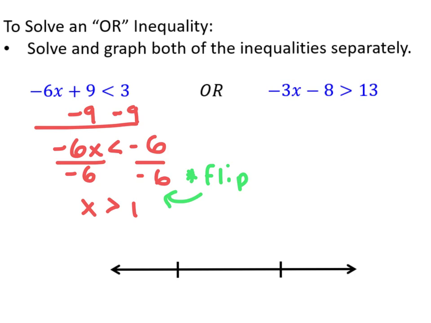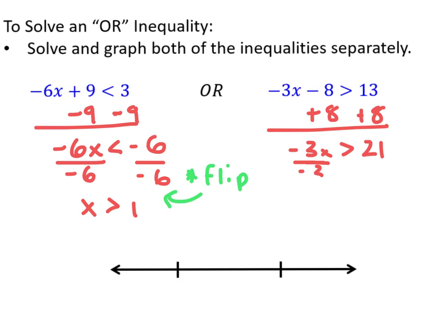Now we're going to solve the other inequality. So to first isolate the variable, I'm going to add 8 to both sides. That'll give me negative 3x is greater than 21. And to finish solving, I divide both sides by negative 3. And that gives me x is less than negative 7. Because again, since I'm dividing by a negative, I have to flip the inequality symbol.